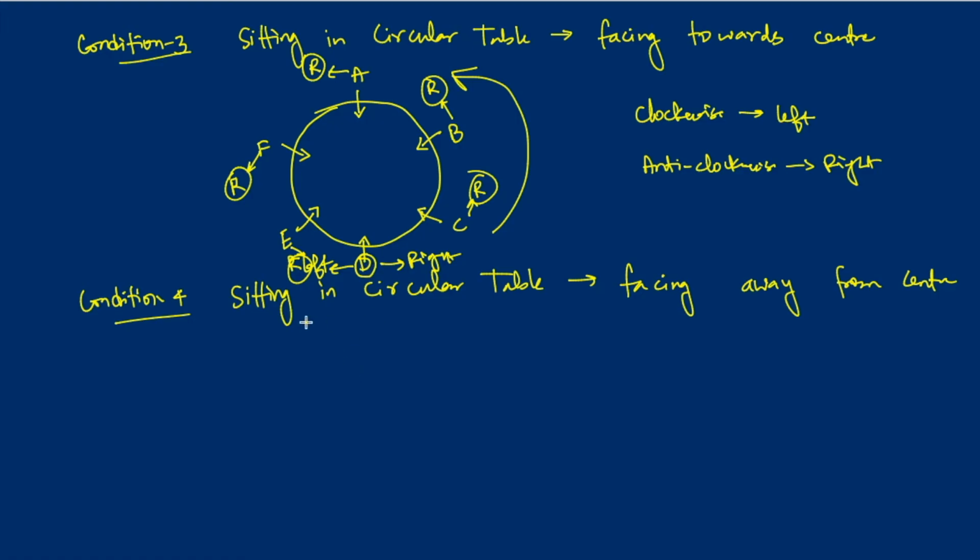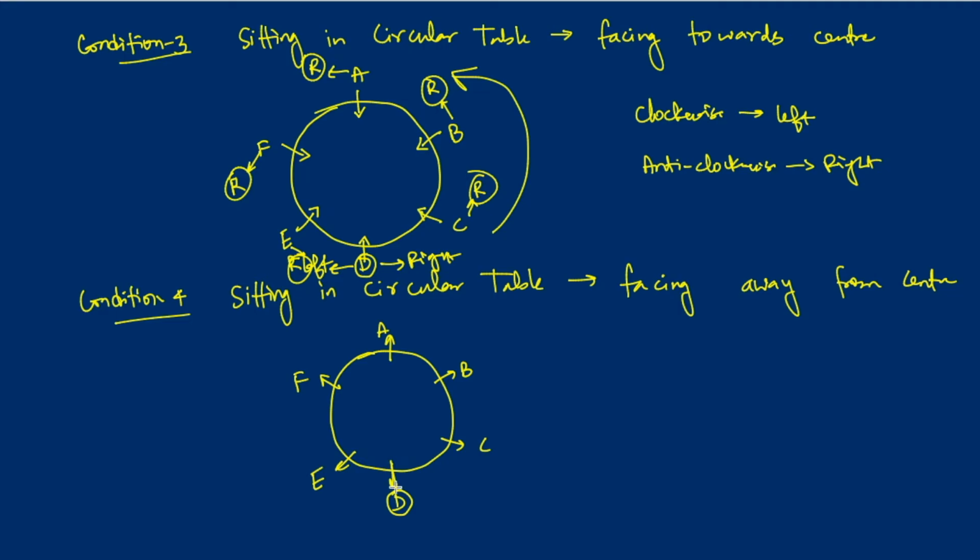Now if I see the other condition where the sitting is done on the circular table itself, but now they are facing away, they are now facing away from the center. If this is the case, the things will change. If you look at this again, you just have to see this particular person. This person over here is the deciding factor.